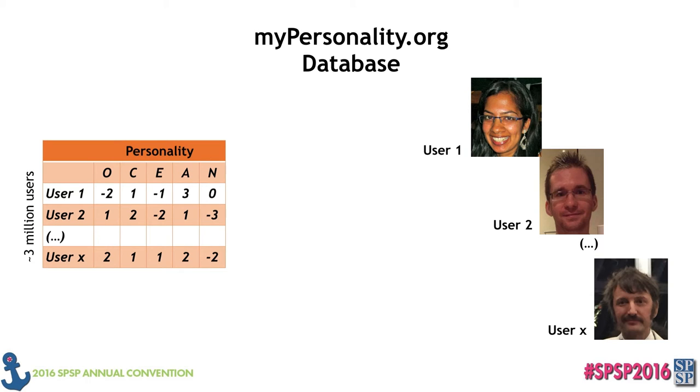Those pictures obviously are really noisy. You have people that put a picture of their dog or a cat or a baby or Chuck Norris there instead of themselves. So it took us some time and money and effort to actually pre-clean the database somewhat. But we ended up with about 3 million pictures and 3 million associated personality profiles.